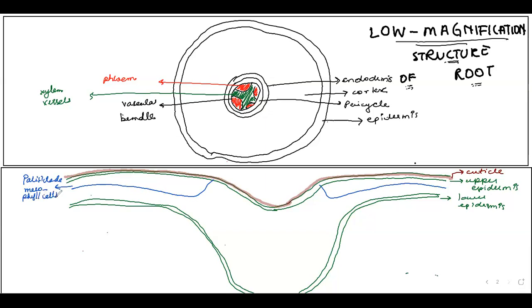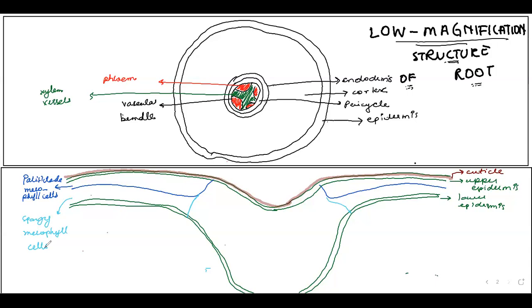Then underneath the palisade mesophyll cells, we used to have another layer of cells. That layer used to be known as the spongy mesophyll cells, if you guys remember. Now, this is the side of the leaf. So this was what we had on the side of the leaf: cuticle, upper epidermis, palisade mesophyll cells, spongy mesophyll cells, lower epidermis, and in the lower epidermis we had our guard cells, which were the opening of the stomata.